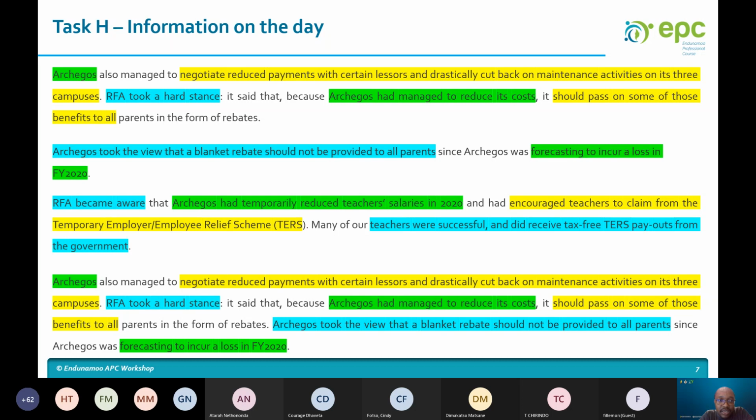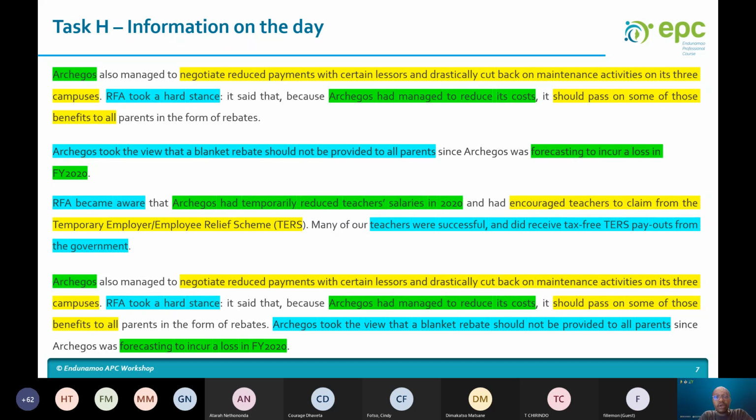RFA became aware that Archegos had temporarily reduced the teachers' salaries in 2020 and had encouraged teachers to claim from the temporary employer-employee relief scheme. Many of our teachers were successful, right? Sorry, I just repeated this stuff, that's just a repetition.